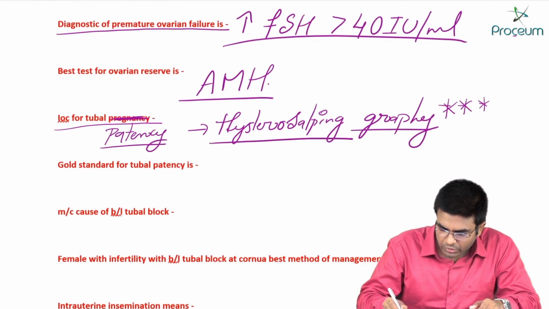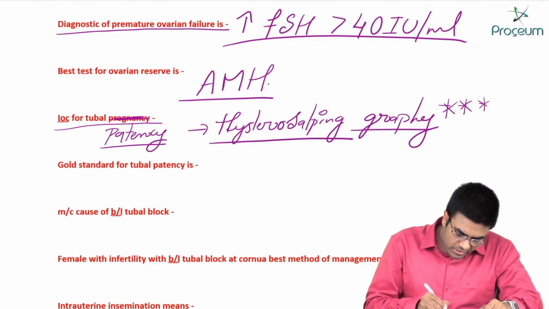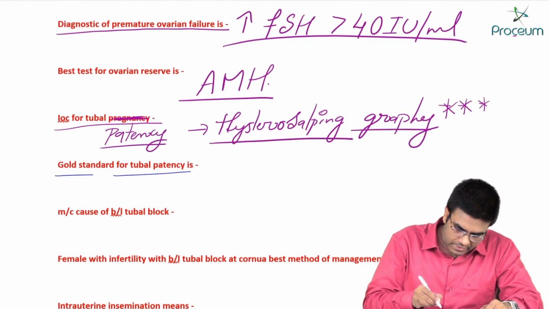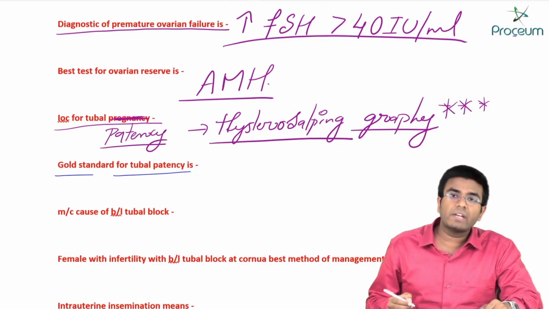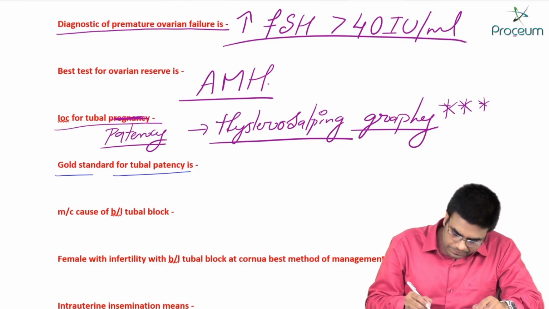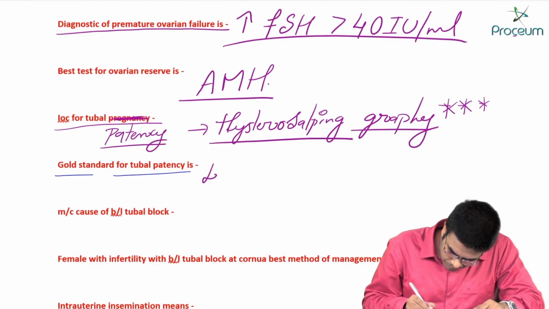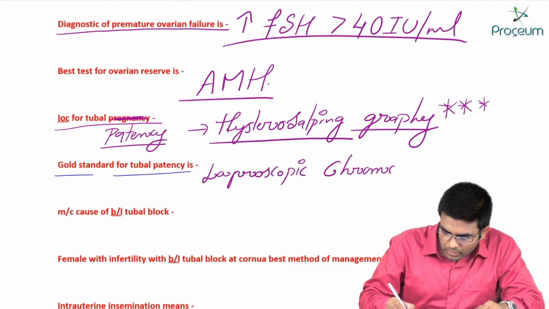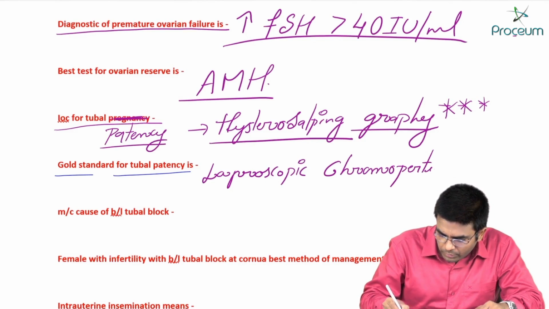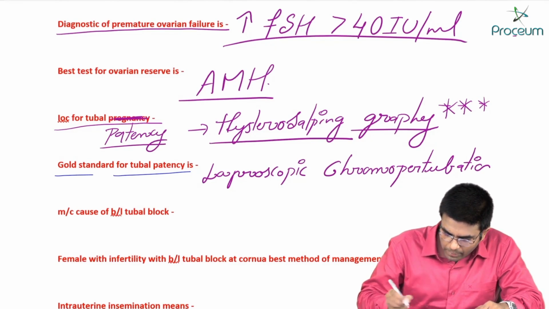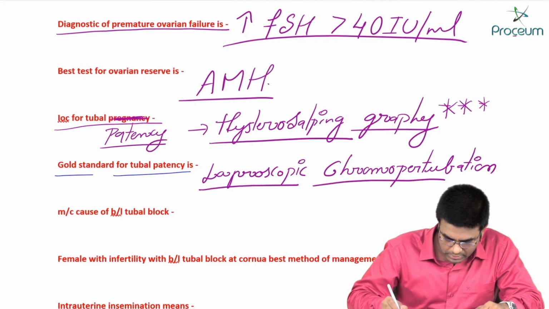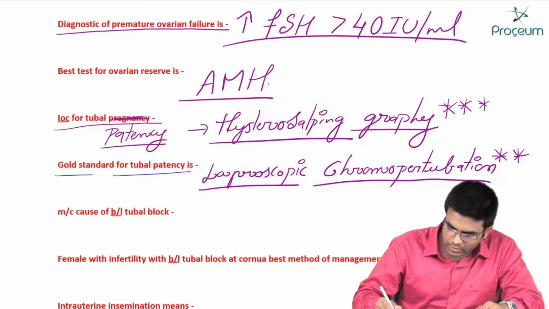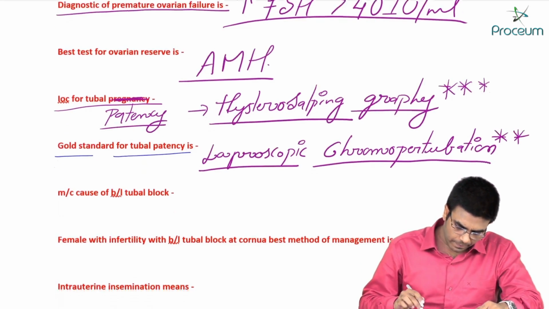Very, very important MCQ. You are going to put the die. Okay. The gold standard for tubal patency is laparoscopic chromoperturbation. Okay, laparoscopic chromoperturbation is the gold standard for tubal patency.